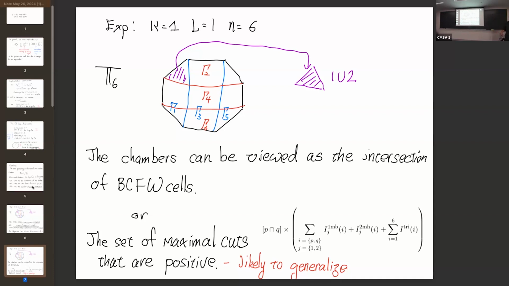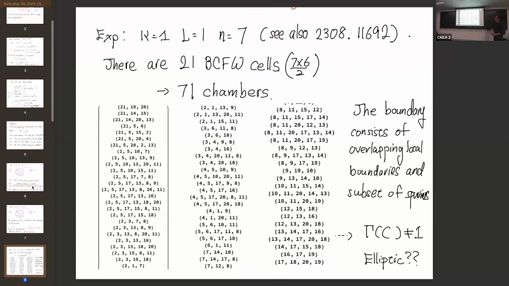So how many chambers are there? We can just look at the next point, k equals 1, n equals 7. It's very easy to enumerate these chambers, because first you just enumerate the BCFW cells. There are 21 BCFW cells. If 2 BCFW cells are involved within a given triangulation, then of course they cannot overlap. Using this information, you can compute the overlapping structure of your BCFW cells, and in the end you'll get 71 chambers for this at one loop.